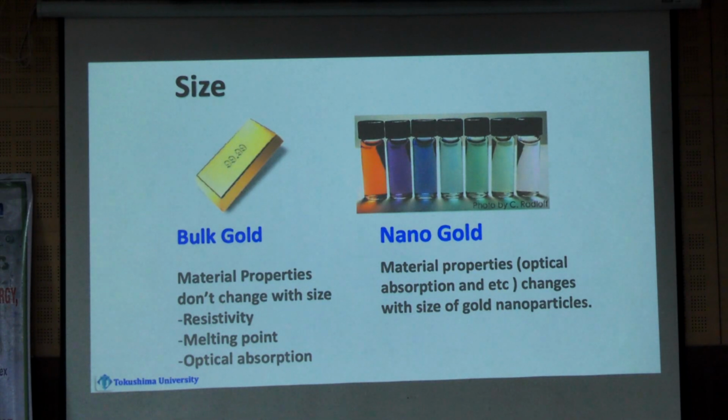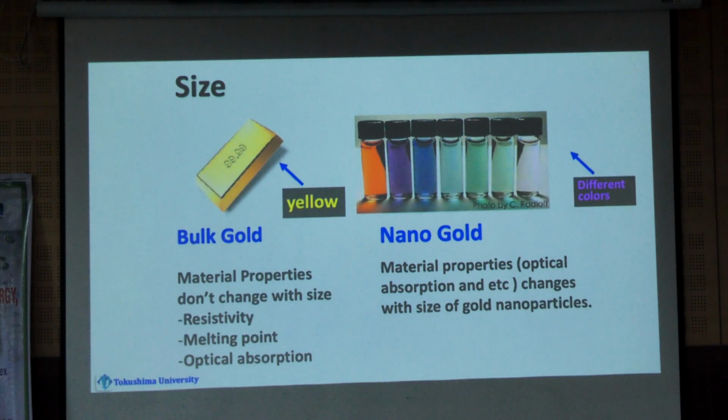So nanomaterial has various properties. One of the properties is size. Size dependence of nanoparticles can show different behavior with different colors. Now, beside size, I also told you about reactivity. Reactivity is another property of a nanomaterial.